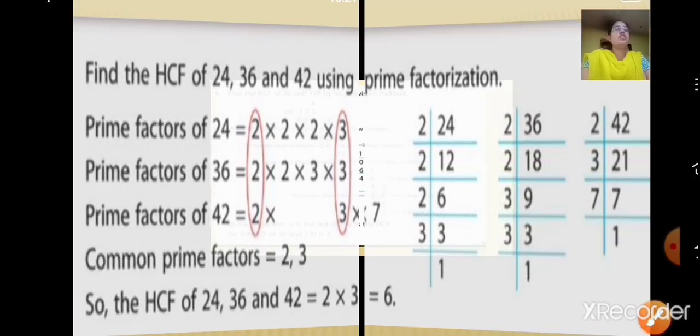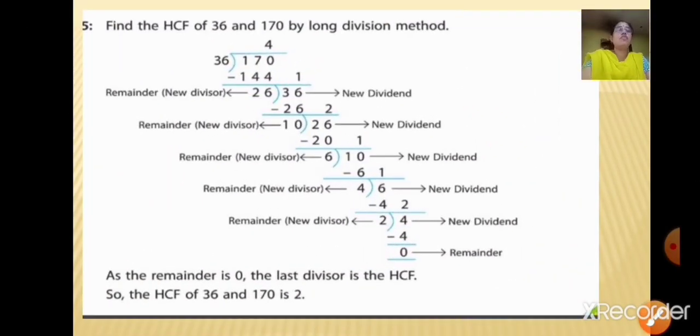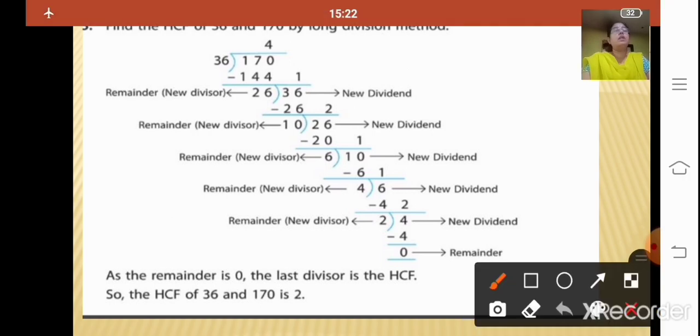Now coming to the division method to find HCF by the long division method. Suppose you have any two numbers, the bigger number will become your dividend and the smaller number will become your divisor here.